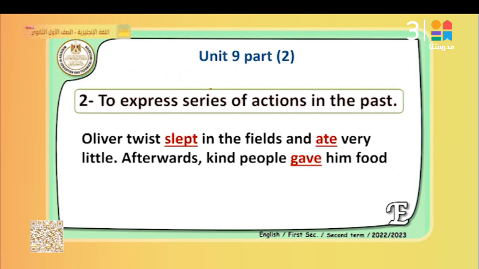Number two, to express a series of actions in the past. So we can say, Oliver Twist slept in the field, ate very little, and the people gave him food. So three actions in the past, one after another. I can say, I got up early today, I took my breakfast, then I went out. So three actions in the past, a series of actions one after another. Here we use the past simple tense.